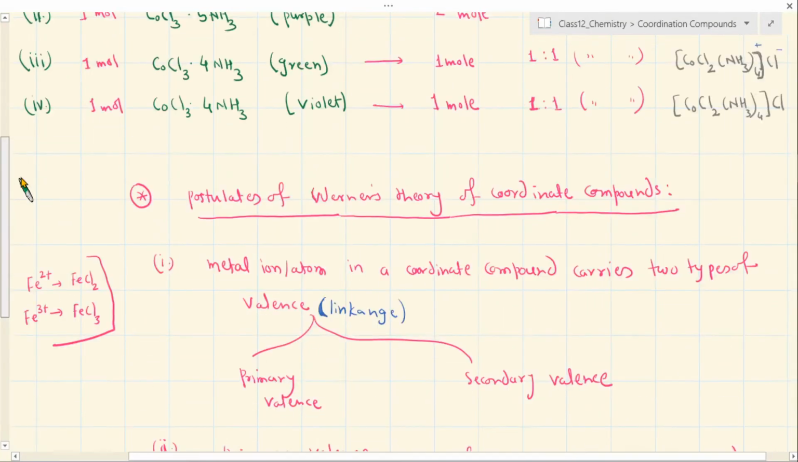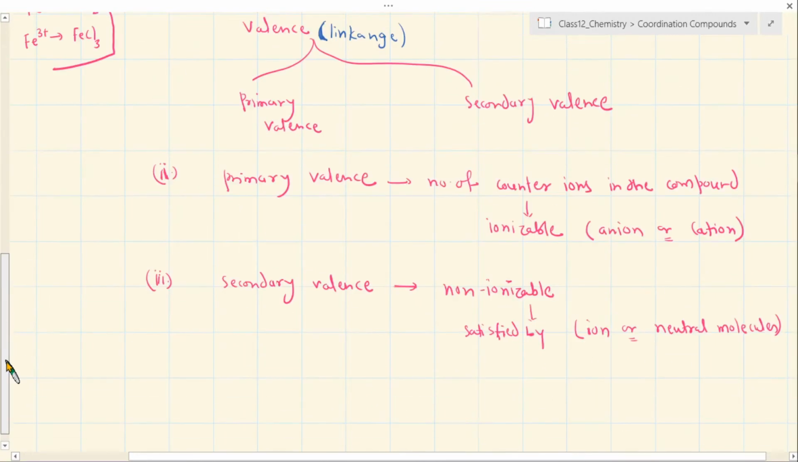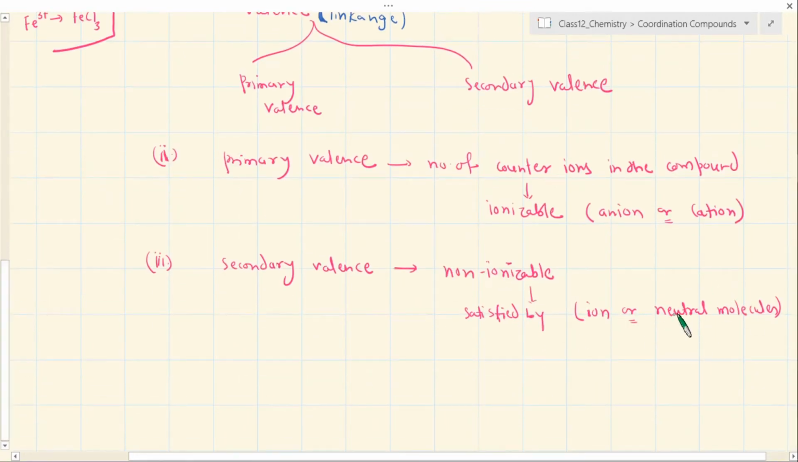For example, in this series of compounds, you can see that there are 6 ammonia, all of them neutral. In this case, there is 1 Cl and 5 ammonia. So 5 are neutral molecules and 1 is a negative ion that is linked to cobalt. Here you have 2 negative ions and 4 ammonia. So it could be an ion, or a neutral molecule, or both kinds together. It depends upon which coordination compound you are talking about.